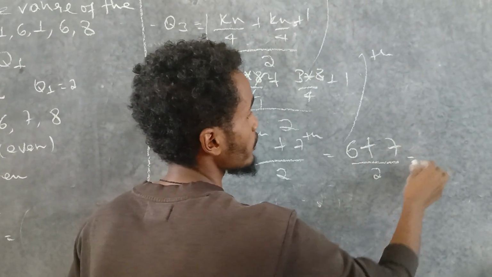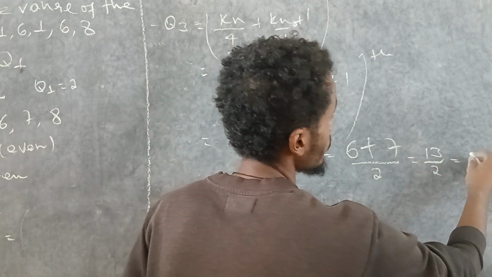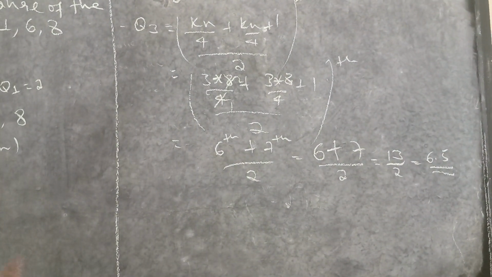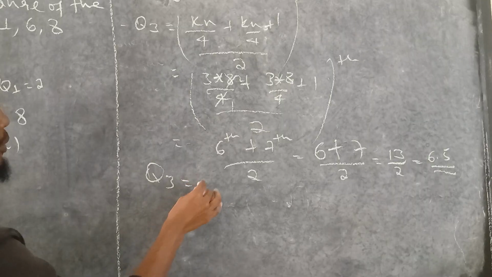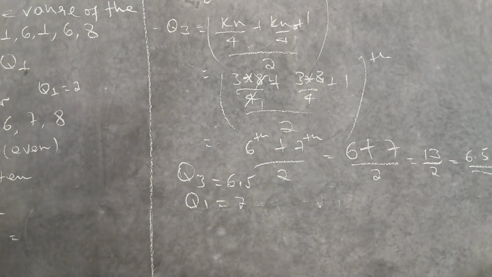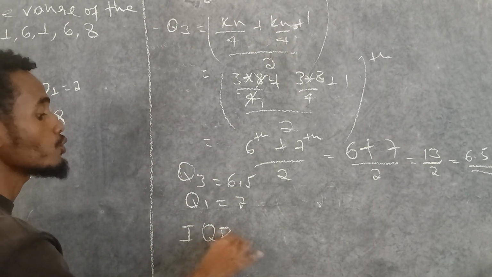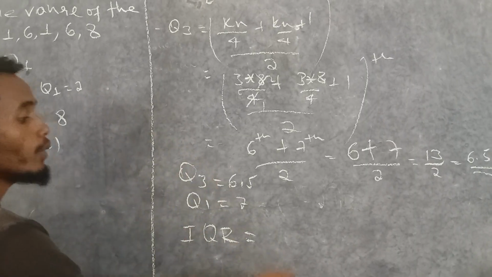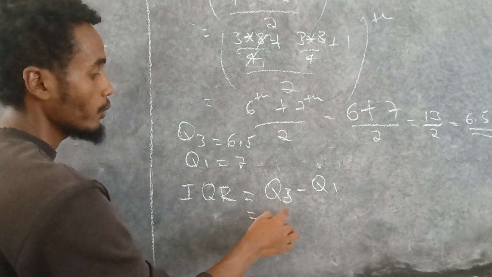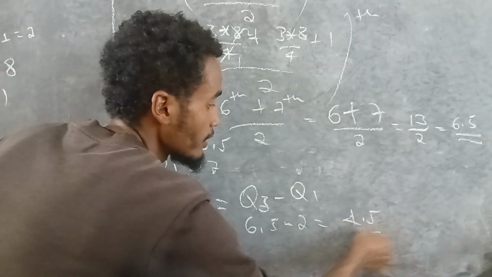6 plus 7 is 13, and 13 divided by 2 is 6.5. So our Q3 is 6.5, and our Q1 is 2. We are asked to find the interquartile range, which is the difference between Q3 and Q1. So 6.5 minus 2 is 4.5. This is our answer.